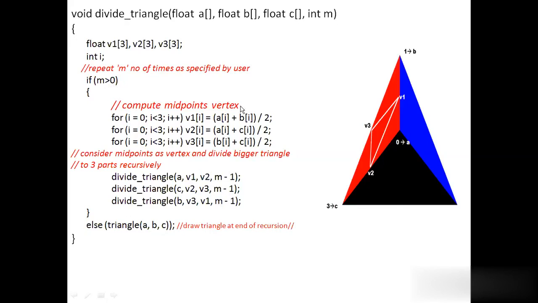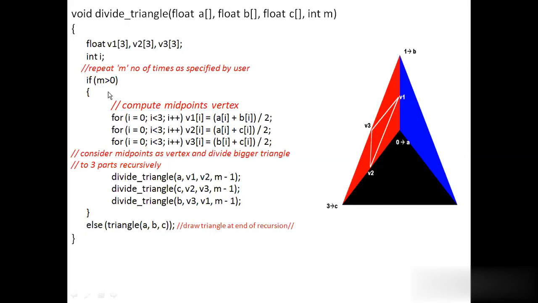If it is not greater than 0, that is, less than or equal to 0, there is no need of dividing anything. We simply draw the triangle as it is, as is being asked. At the end we are supposed to simply draw the triangle, with no need of division at all, because we are not asking for any division. Now let's talk about if m is greater than 0. Now we'll see how this works.